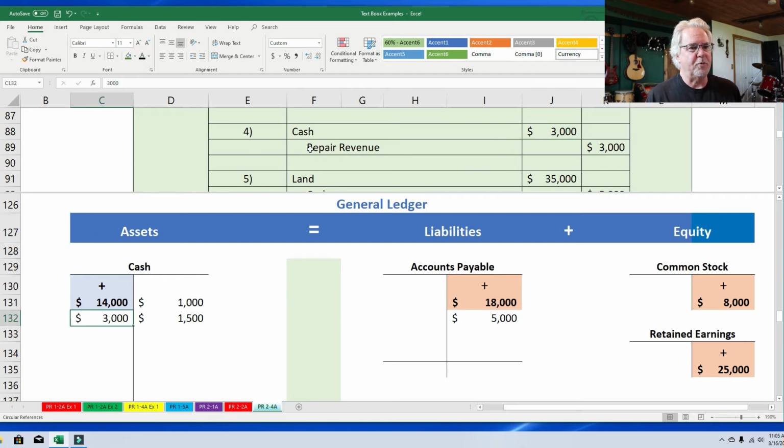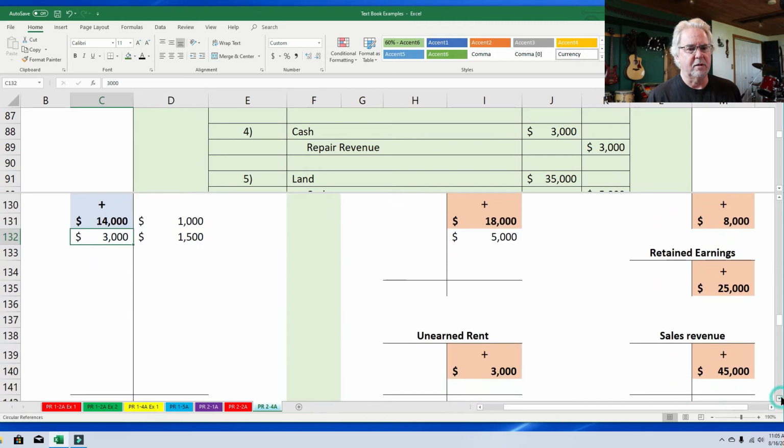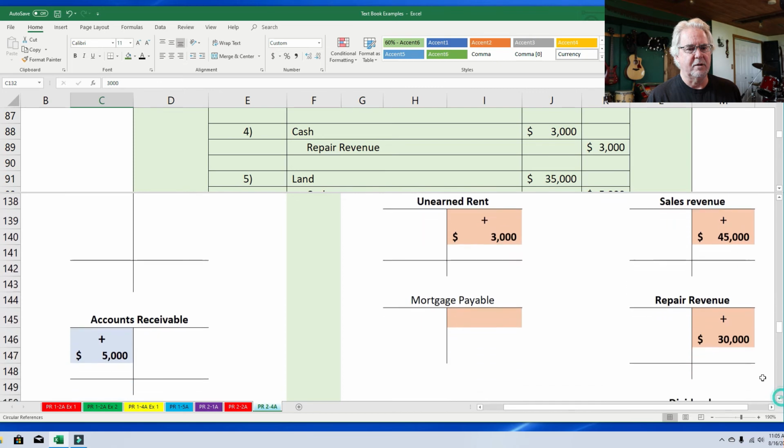Repair revenue, $3,000. So let's find repair revenue. There you are. That 30,000 in repair revenue was the beginning balance, and we'll just combine them and we'll be on our way. So let me highlight these, and that way it tells me I did it.